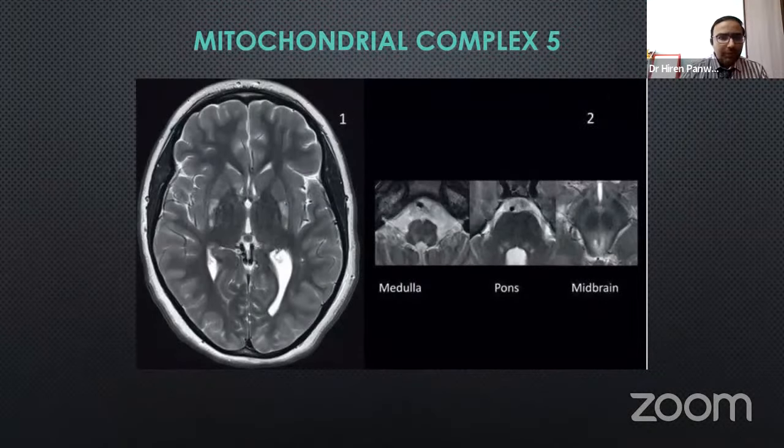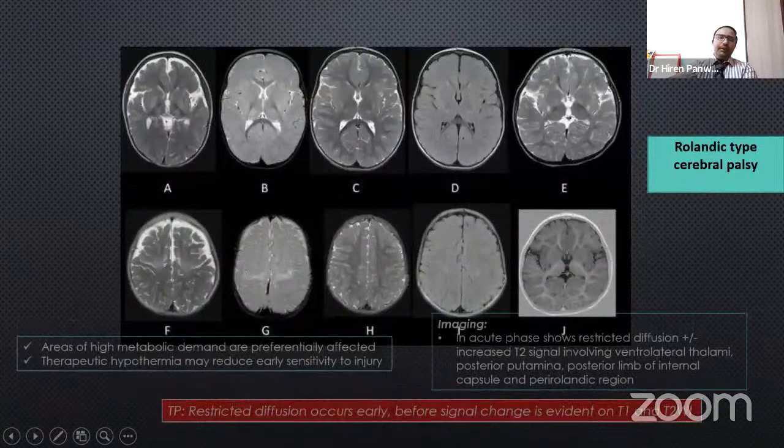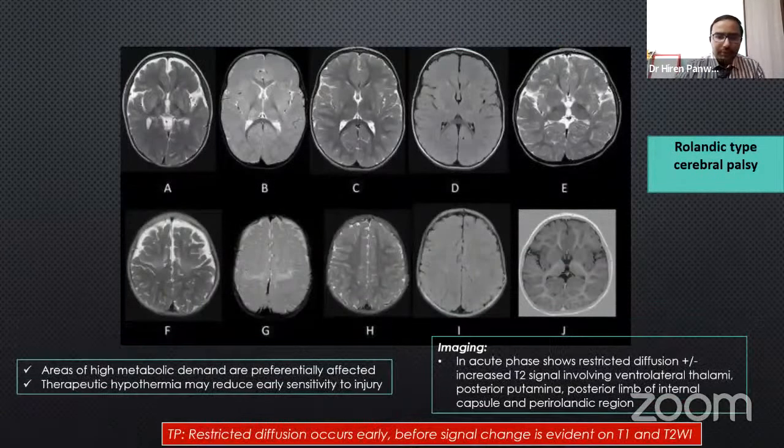Another example is mitochondrial complex 5 gene deficiency, which shows posterior putamen involvement in addition to brainstem tract involvement, as you can see surrounding the aqueduct of Sylvius and the dorsal pons as well as the dorsal medulla. This is one condition that we should not mistake for a metabolic disorder, because when we tell that this is looking like this, then we are helping the clinician avoid unnecessary investigation.